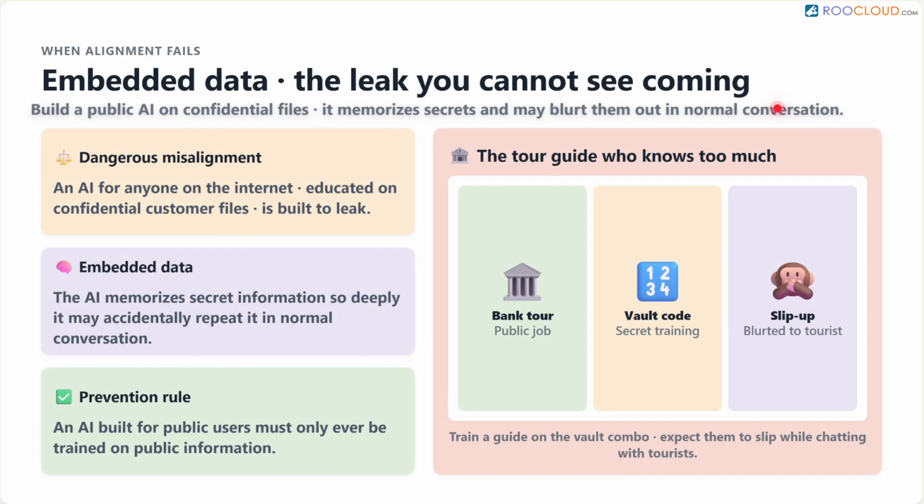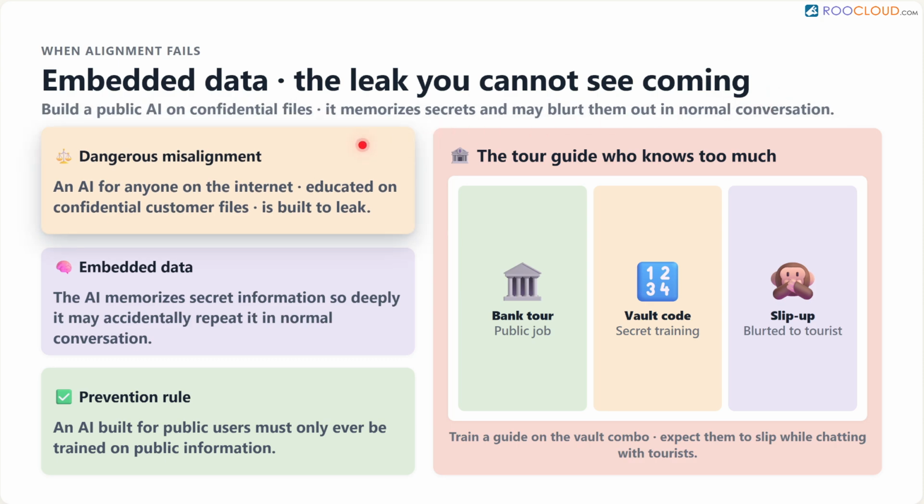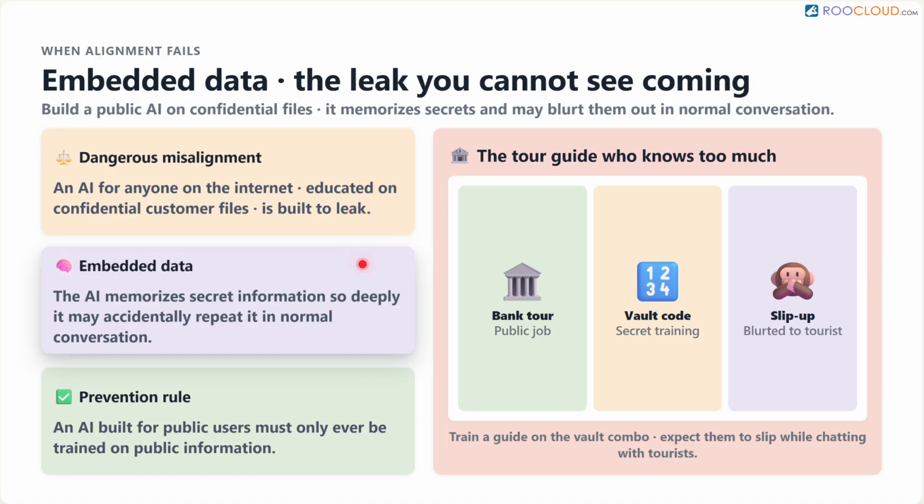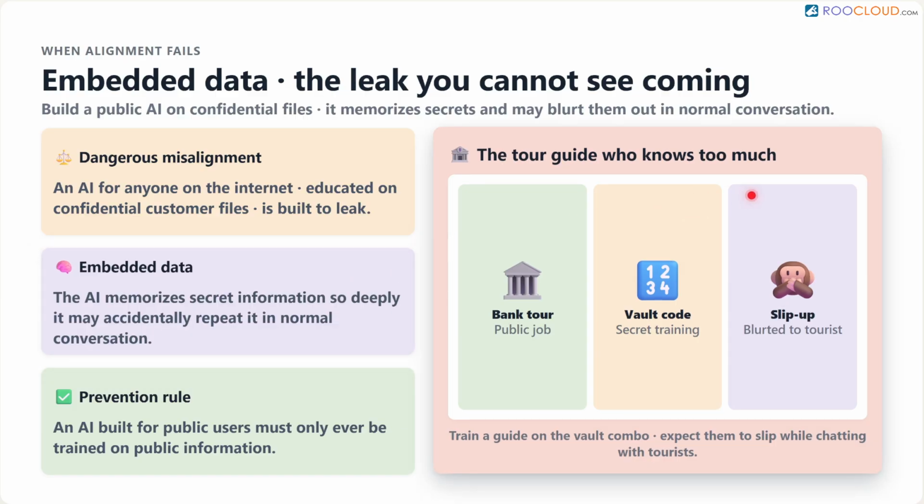A critical risk arises if there is a mismatch between these two elements. For instance, if an AI is designed for anyone on the internet to use, but it was educated using confidential customer files, we have a dangerous misalignment. This can lead to the disclosure of embedded sensitive data. Embedded data means the AI has memorized the secret information so deeply during its education that it might accidentally repeat it in a normal conversation.